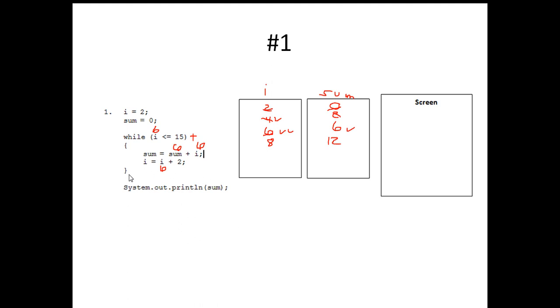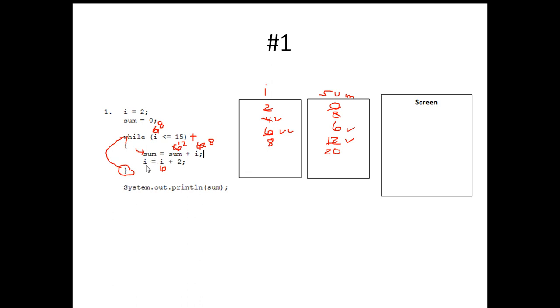And then the next line is the ending brace for the loop, which tells us to go back to the while statement. I is now 8, and 8 is less than or equal to 15 still, so we're going to go and do this again. The sum is, however, now 12. It's no longer 6, because it's changed in the memory location. That's why we do the memory locations. And then I is now 8. That's why it's important to keep track of the memory locations. 12 plus 8 is 20, so now the sum has been changed to be 20.